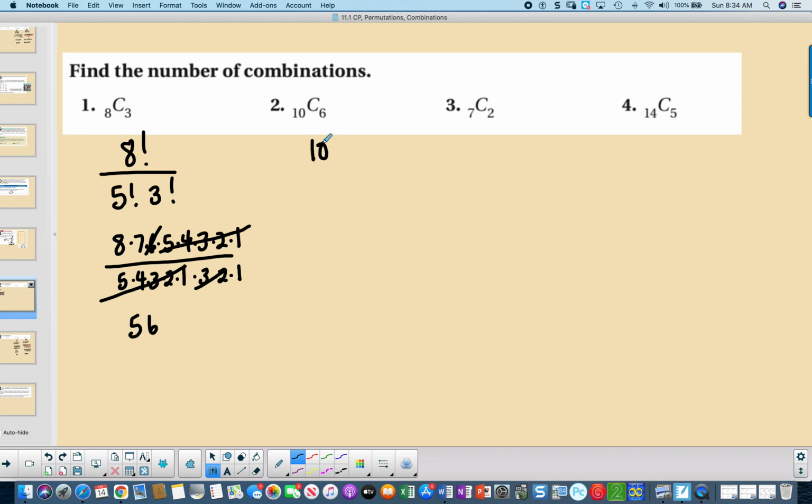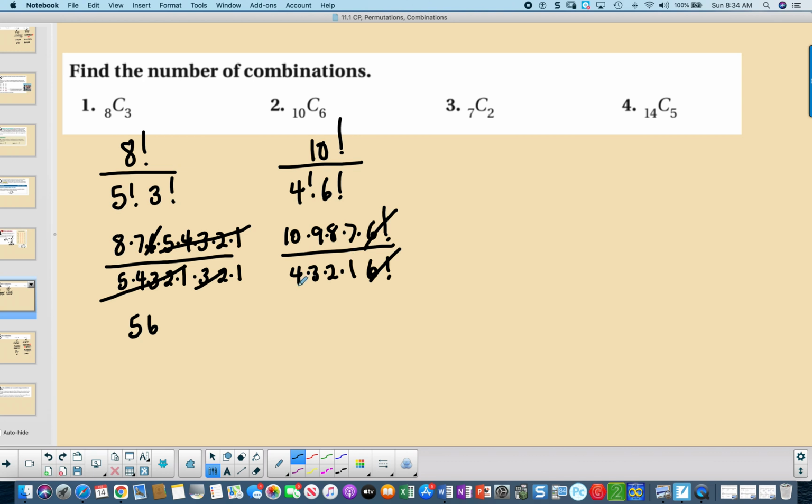This one will be 10 factorial all over 4 factorial times 6 factorial. So this is going to be 10 times 9 times 8 times 7 times, and then I'm going to say 6 factorial. And then I know I have a 6 factorial here. So instead of writing them out, I know they're going to reduce. And then I have 4 factorial, which is 4 times 3 times 2 times 1. And I know that 8 will reduce with this 8, and one of these 3's will reduce with one in the 9. So this is going to be 30 times 7, and 30 times 7 is 210.